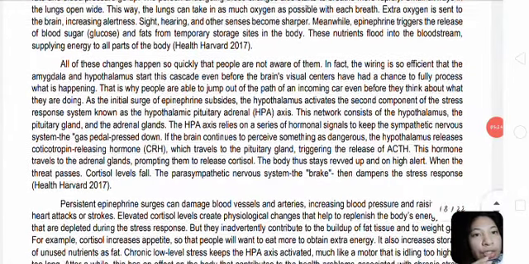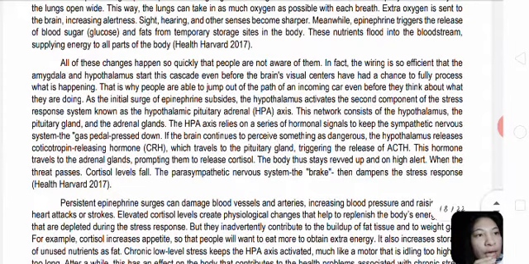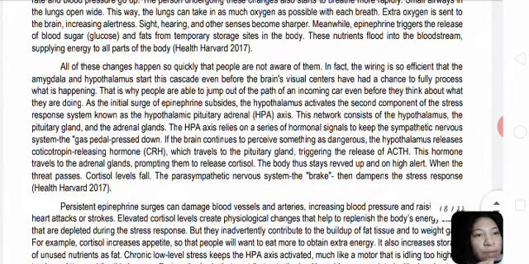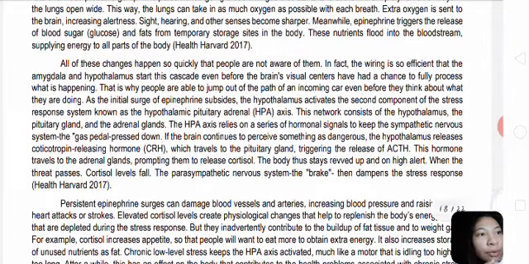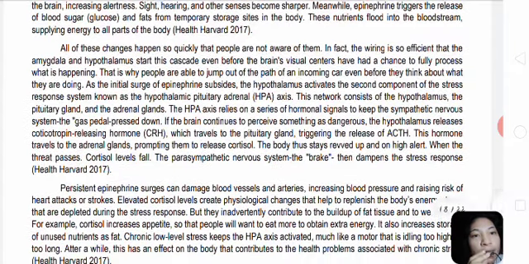As the initial surge of epinephrine subsides, the hypothalamus activates the second component of the stress response system, known as the hypothalamic-pituitary-adrenal, or HPA, axis. This network consists of the hypothalamus, the pituitary gland, and the adrenal glands. The HPA axis releases a series of hormonal signals to keep the sympathetic nervous system, the gas pedal, pressed down.